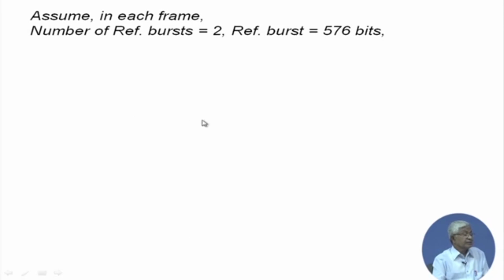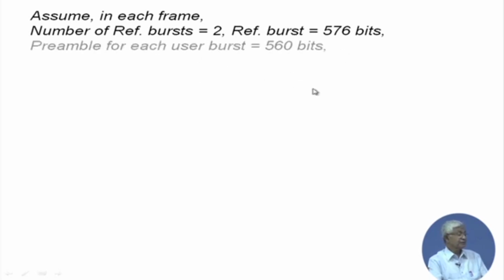Let us take some quick examples so that we understand the meaning of each of them. Assume in each frame there are 2 reference bursts. 2 reference bursts are put because in case of one reference burst failure, there is network synchronization failure, people cannot communicate because they do not know where the frame start is. So, therefore, normally there are 2 reference stations who transmit at 2 different locations. So, 2 different bursts, each reference burst is 76 bits.